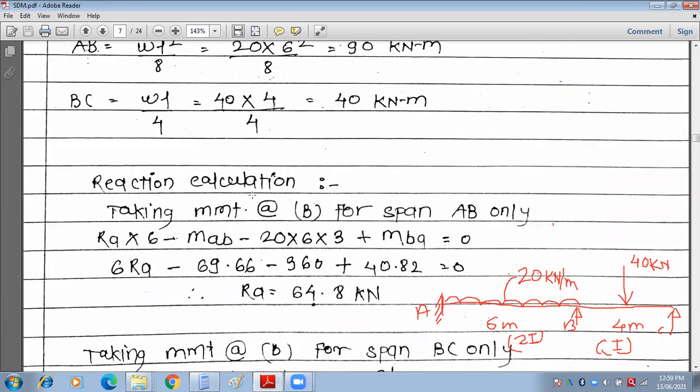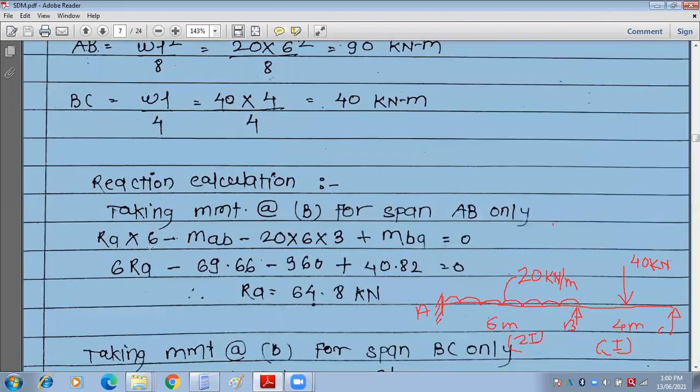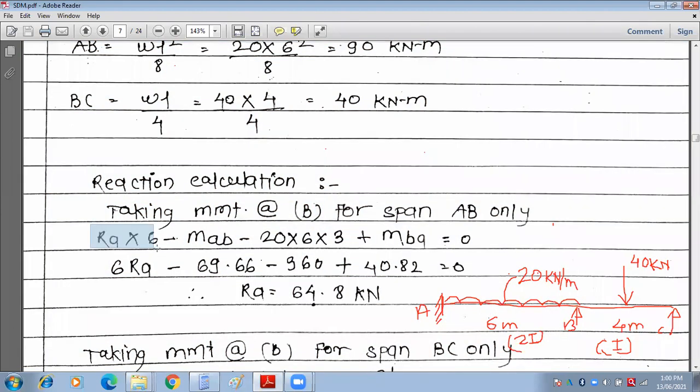Now let us consider the span AB. As we know, we have to take the moment of all the forces about point B, for the span AB only. Now let us start from this. Here the reaction RA into perpendicular distance is 6. Then there will be a fixed end moment at this end, that is moment AB, an anti-clockwise moment. That's why I have to take minus 69.66 over here.